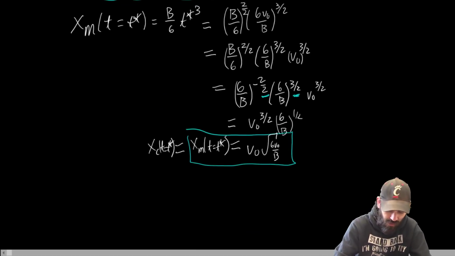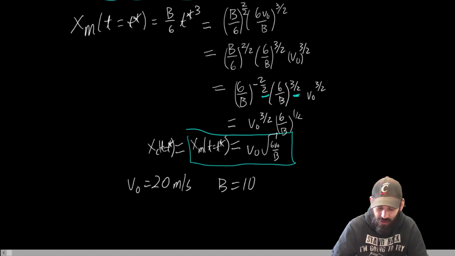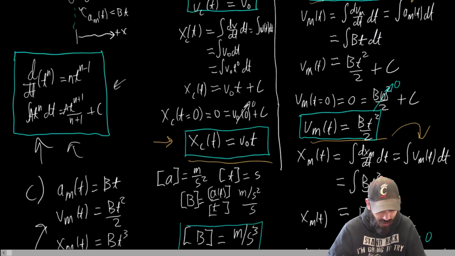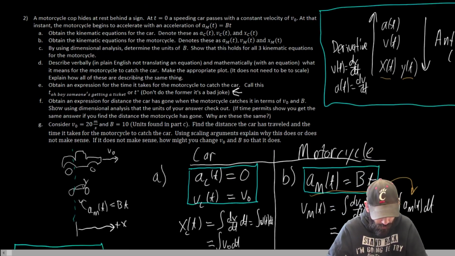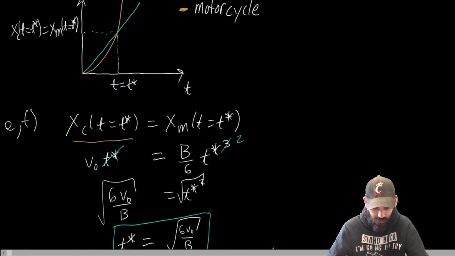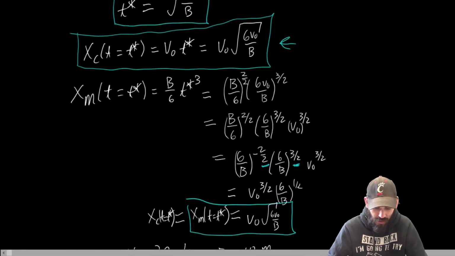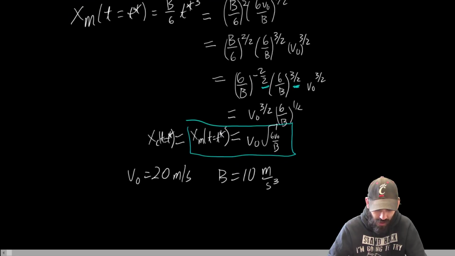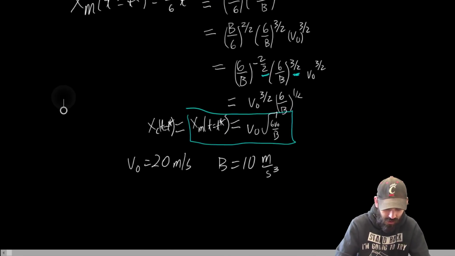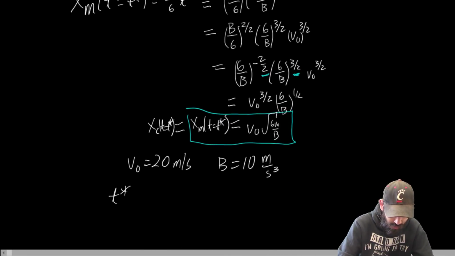Okay, so let's go ahead and plug these in here. I've already forgotten what I said these were. I think V0 is equal to 20 meters per second, and B is equal to 10 times whatever units this had. This was meters per second cubed, I believe. Let me just check this real fast before I move on. Yep, 20 and 10. Okay, so let's first calculate how long this is going to take. Okay, so T star, you remember, this is part G.